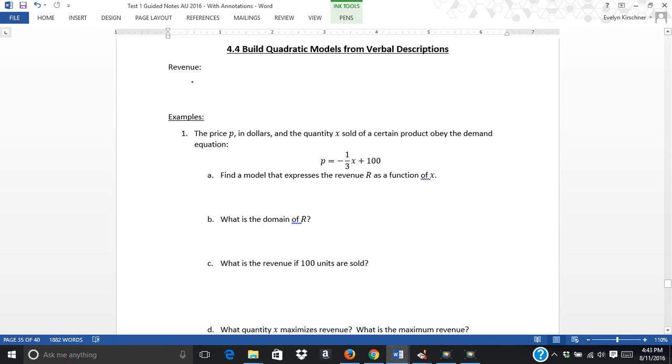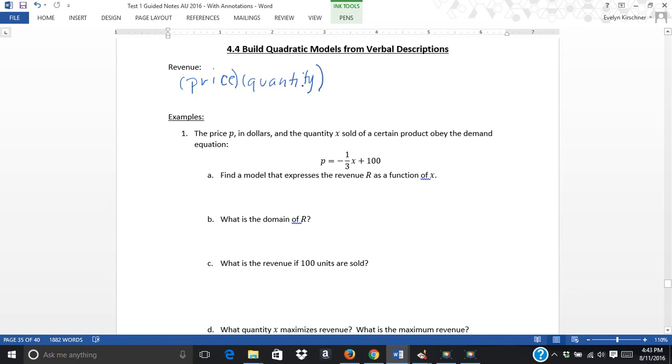So what is revenue exactly? Revenue is how much you make. So if you know the price of something and you know how much you're making, you get what your revenue is. Remember, that's not your profit. Your revenue is how much the income is, how much the price is times the quantity. So how much you're charging times the quantity of things that you're selling.